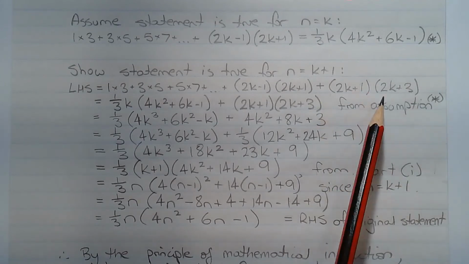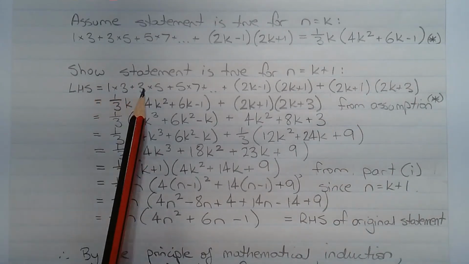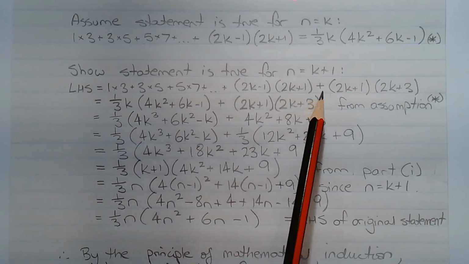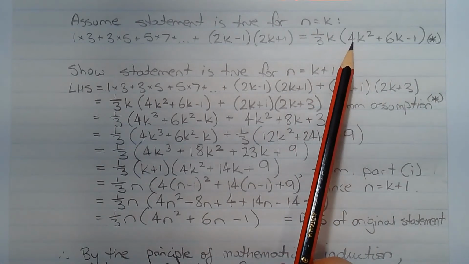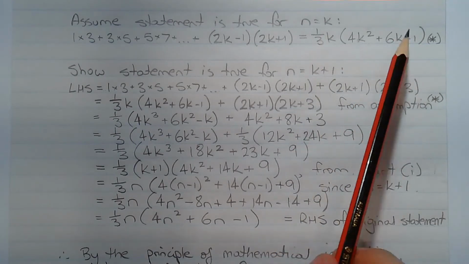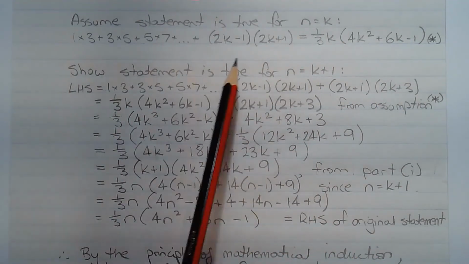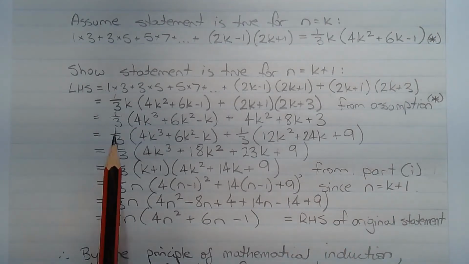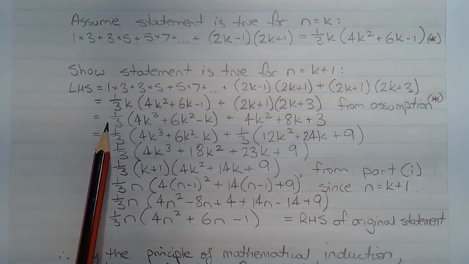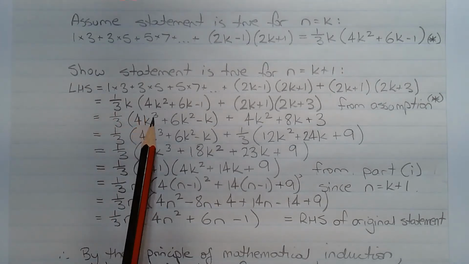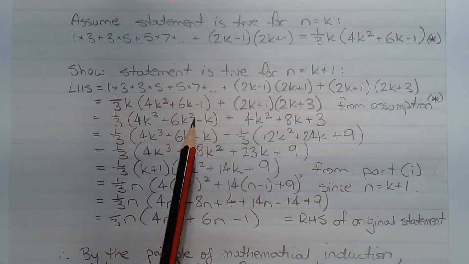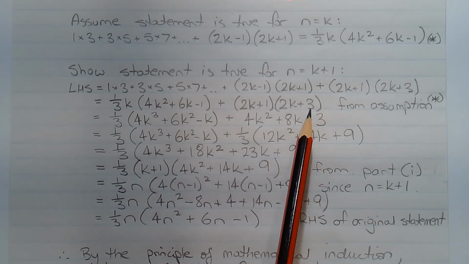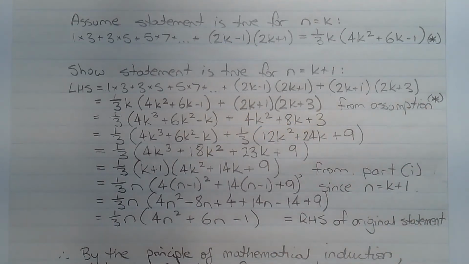Now, from the assumption, we can replace this part of the series, from here all the way to here, with 1/3 k multiplied by 4k squared plus 6k minus 1. So in other words, this left-hand side of the assumption can be replaced with the right-hand side here. So the left-hand side equals 1/3 k multiplied by 4k squared plus 6k minus 1, plus the next term along, which is 2k plus 1 times 2k plus 3. I've just made a note here from the assumption.